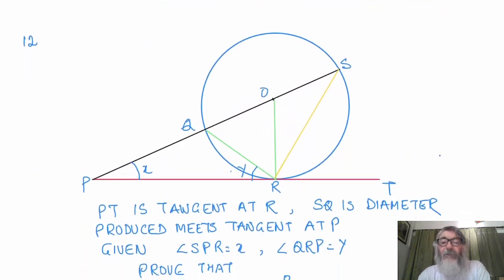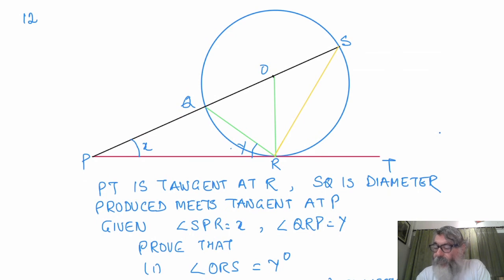Again a tangent question. It says PT is tangent at R. SQ is diameter produced, meets tangent at P, given that angle SPR is x, angle QRP is y. First angle we have to find, we have to prove, ORS. Angle ORS is y degrees.